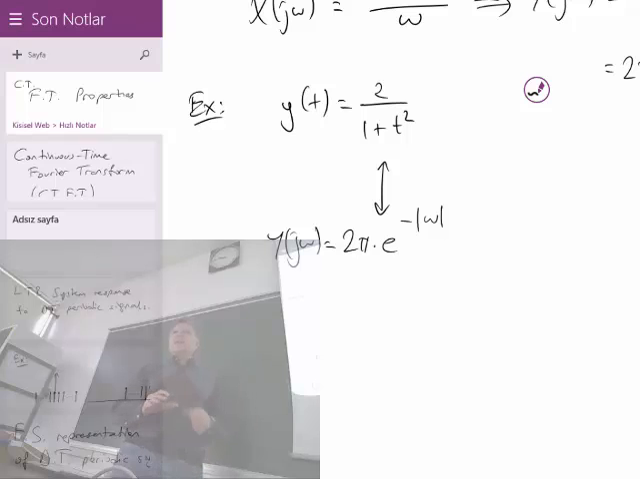Okay. What did I do? I just wrote it. Applied the property. Because I know that e to the minus a times absolute value t would give me 2a over a squared plus omega squared as the Fourier transform. And this guy at the top, y, looks like that Fourier transform. So I'm using the duality property. Did you see what we did here? Okay, is that clear? You understand?